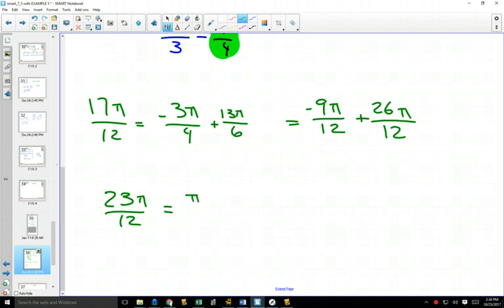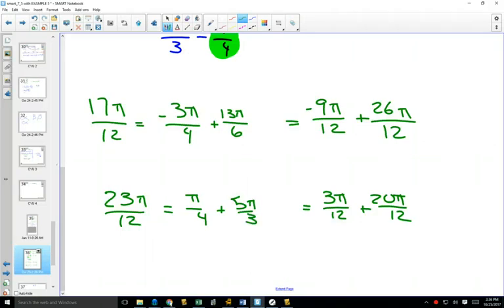If you choose pi over 4, well, that's equal to 3 pi over 12. What would you have to add to get to 23? 20 pi over 12. And when you reduce that, can you see that it reduces nicely to 5 pi over 3, which is on your pi plate? Yes? For 13 pi over 6, that becomes a mixed fraction. It's coterminal with pi over 6.